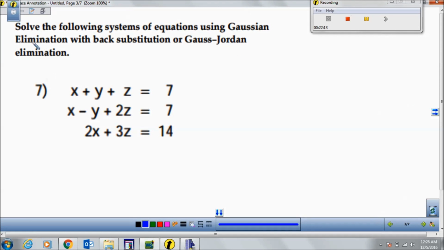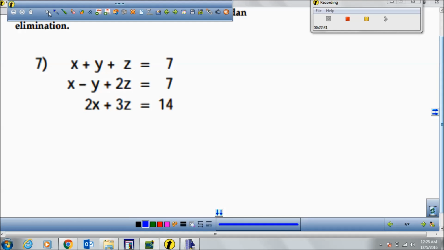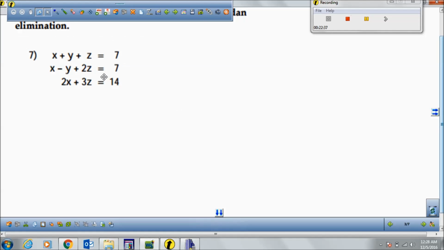For this one, solve the following systems of equations using Gaussian elimination with back substitution or Gauss-Jordan elimination. So I'm going to use Gaussian elimination with back substitution. So for this one, let me make this a little bit smaller to have more room.